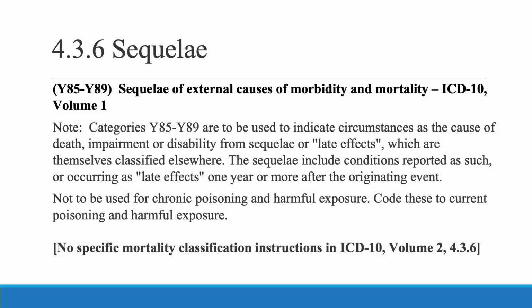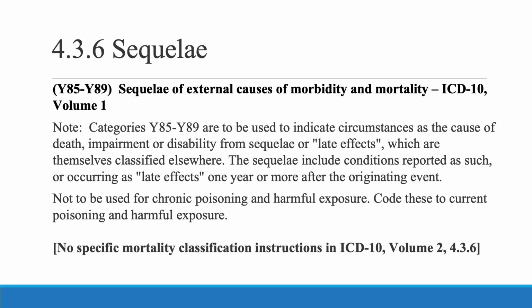It says that categories Y85 to Y89 are to be used to indicate circumstances as the cause of death, impairment, or debility from sequela or late effects, which are themselves classified elsewhere. This sequela include conditions reported as such or occurring as late effects 1 year or more after the originating event. Again, no specific mortality classification instructions for the use of these codes in Volume 2. However, there are instructions in Instruction Manual Part 2B from the NCHS.